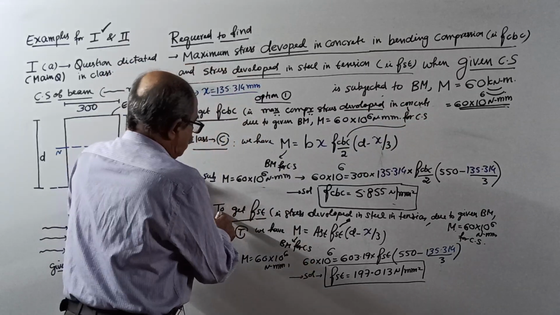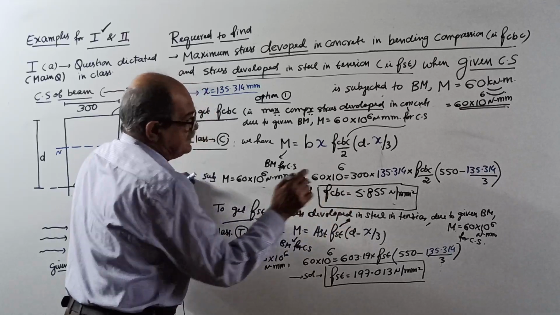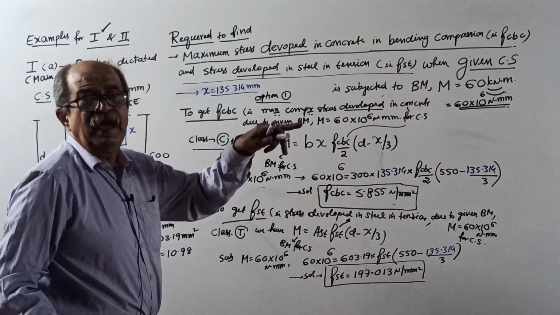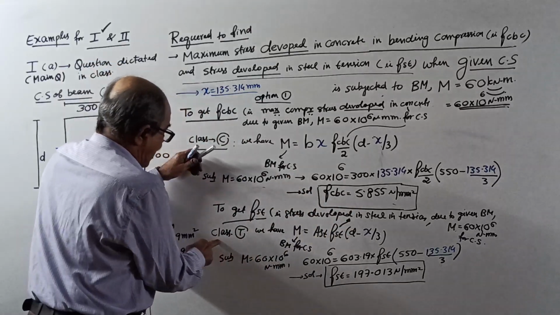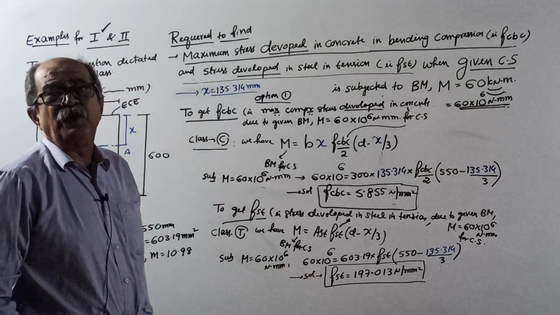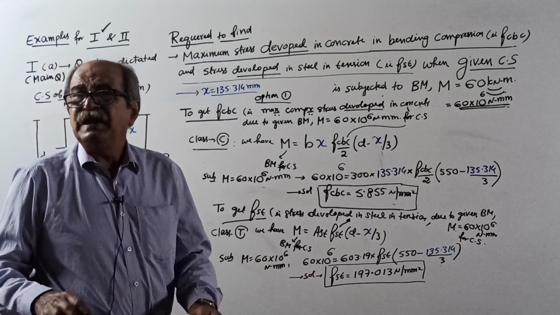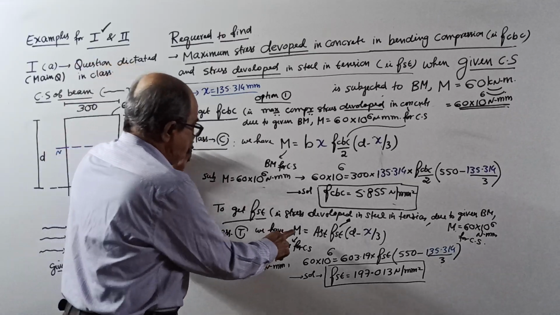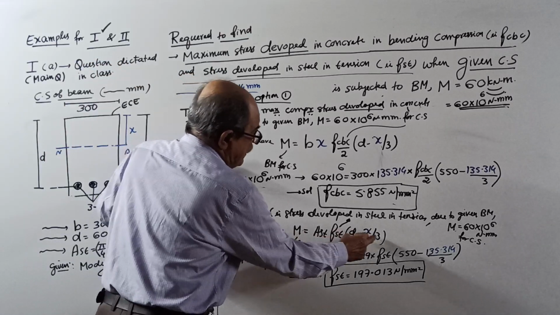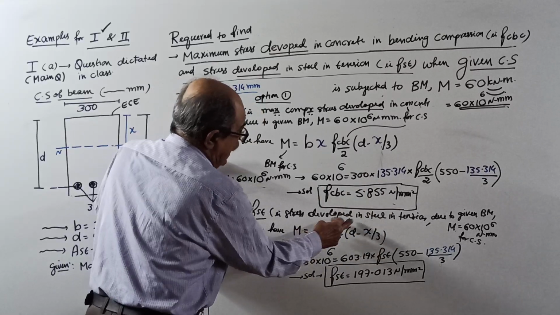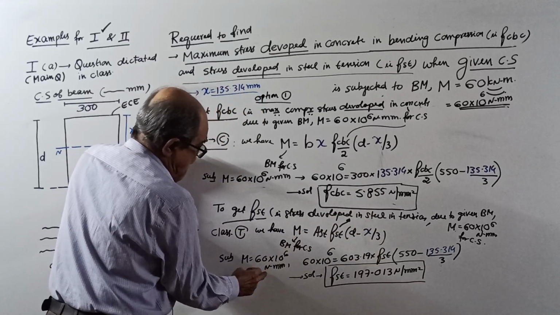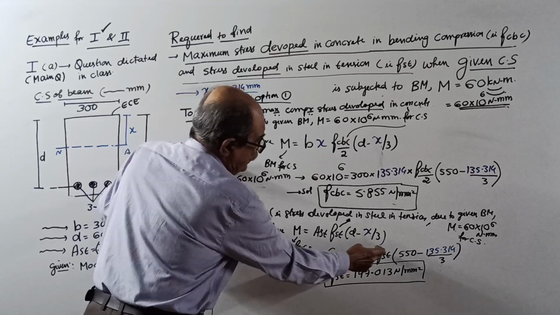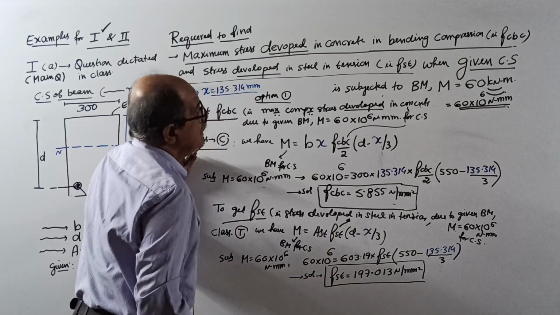Next, to get FST, the stress developed in steel in tension for the same bending moment. Class, there is an expression for M in terms of FST, based on the tension side. M equals AST FST into (D minus X by 3). Substitute M equal to 60 times 10 to the power 6. Everything else is known, so you get FST.